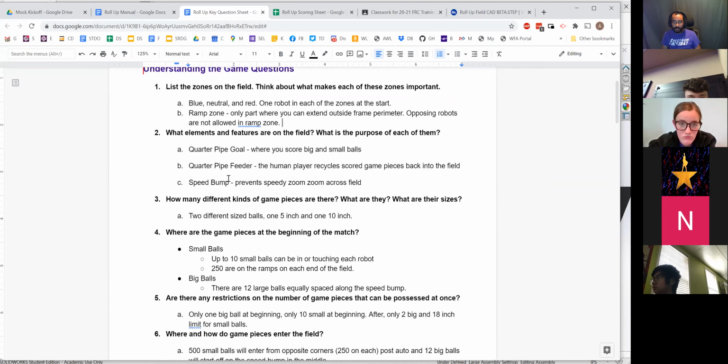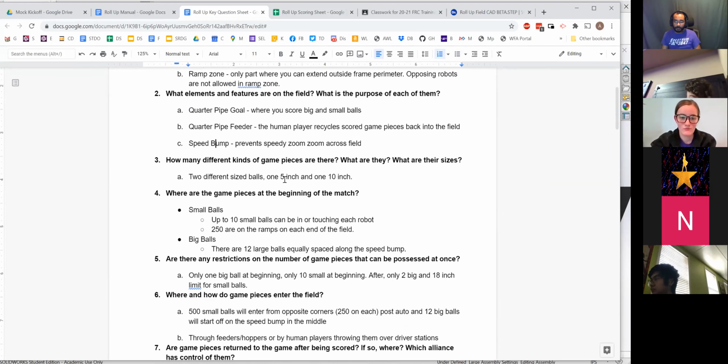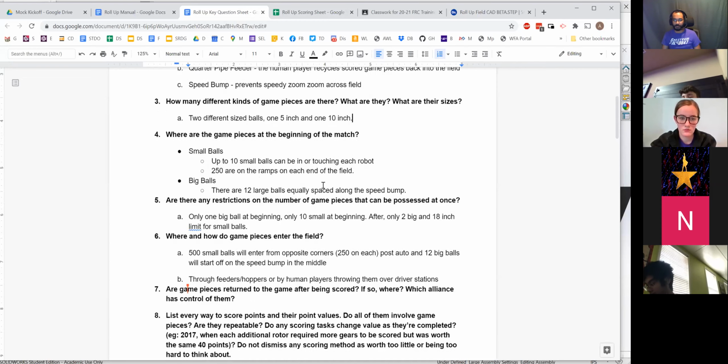The 3 different main elements: the goal, feeder, and speed bump. 2 different balls, 5-inch and 10-inch. Yeah, so fuel from 2017 and boulders from 2016. So we can go back. One of the nice things about this is we can look at how robots interacted with those game pieces in past games, since we're using game pieces that already existed, which you normally wouldn't do.